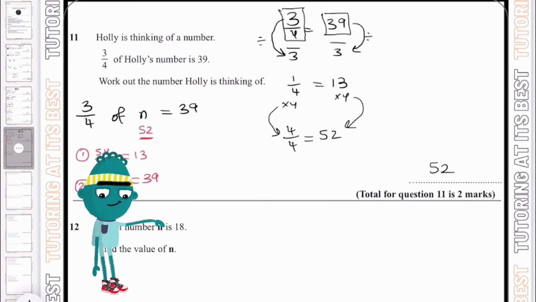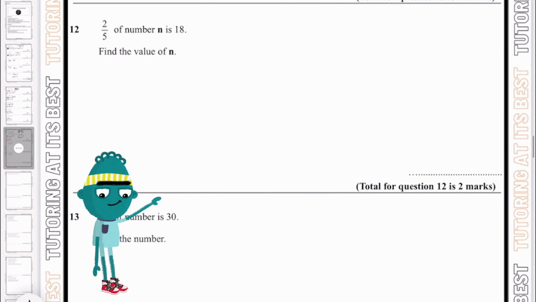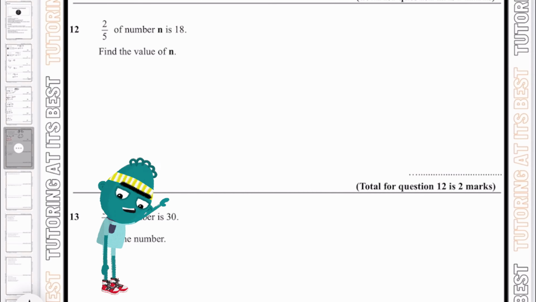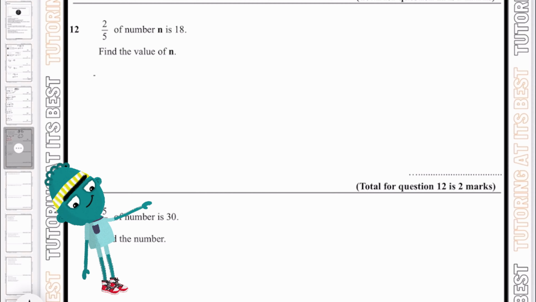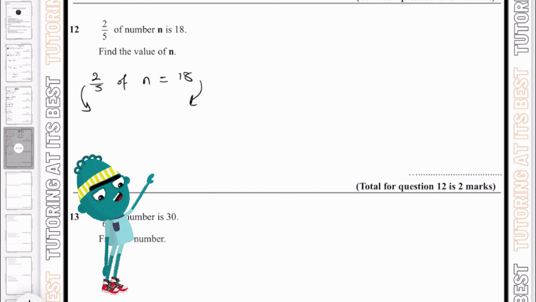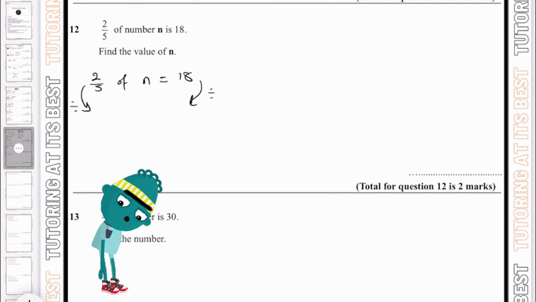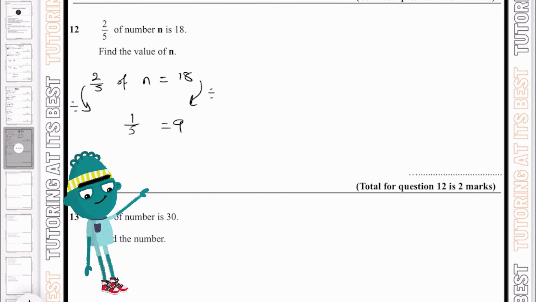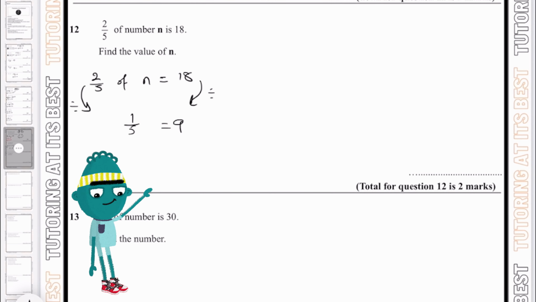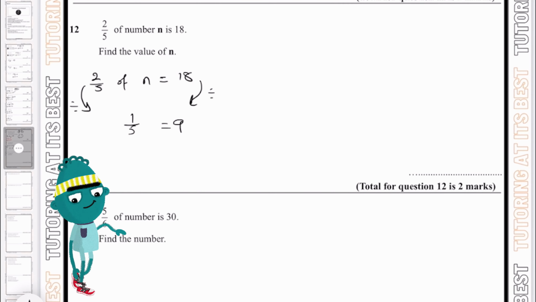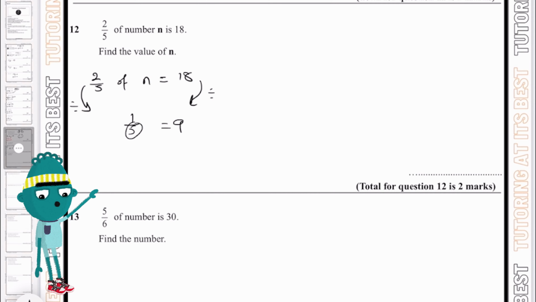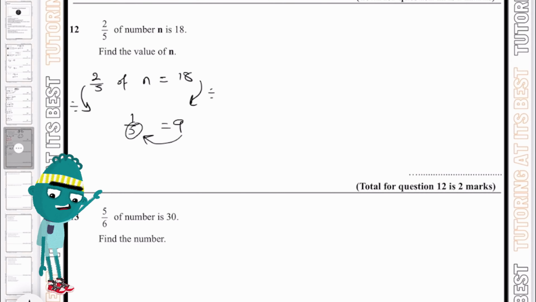Okay, question number 12. 2/5 of a number is 18. Find the value of n. Again, I know that 2 over 5 of n equals 18. If I divide both sides by 2, I'll have 9 and 1 over 5. So now I know that 1 over 5 equals 9, and it's out of 5, which is my denominator, so I'll simply multiply these two. 9 times 5 equals 45, and that is my answer.